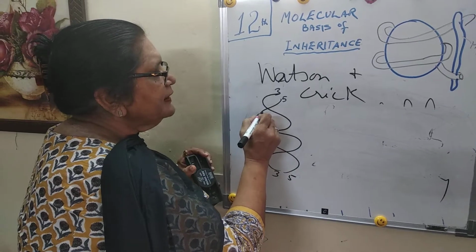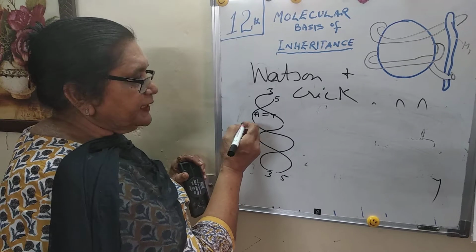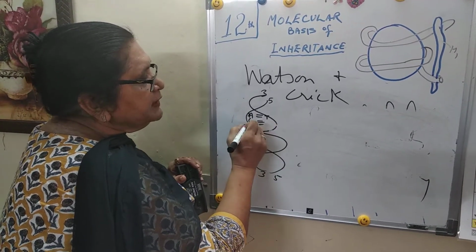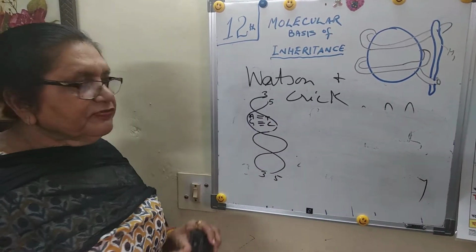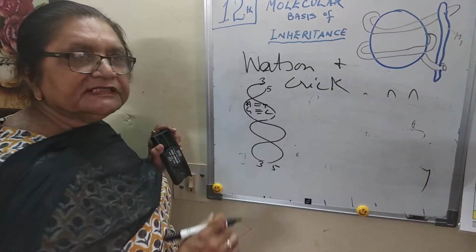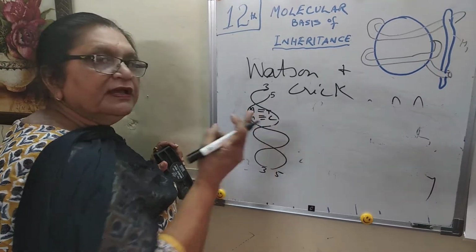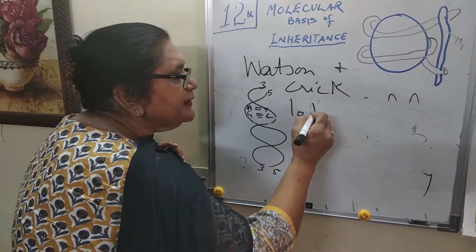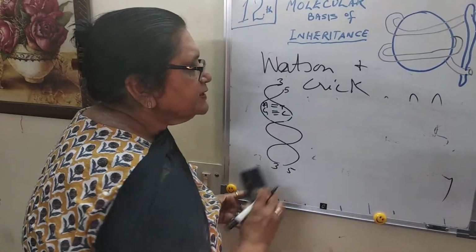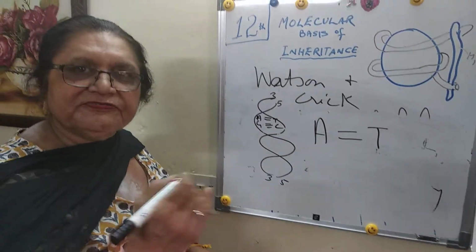For example, adenine always pairs with thymine. These are the base pairs. Then guanine always pairs with cytosine, or cytosine with guanine. So this is the structure discovered by the scientists, and B-DNA has 10 BP, where BP means base pairs. They are specific. For example, adenine always pairs with thymine by means of hydrogen bonds.